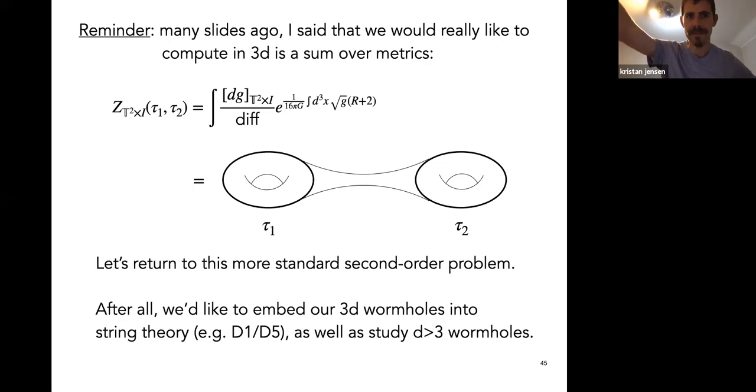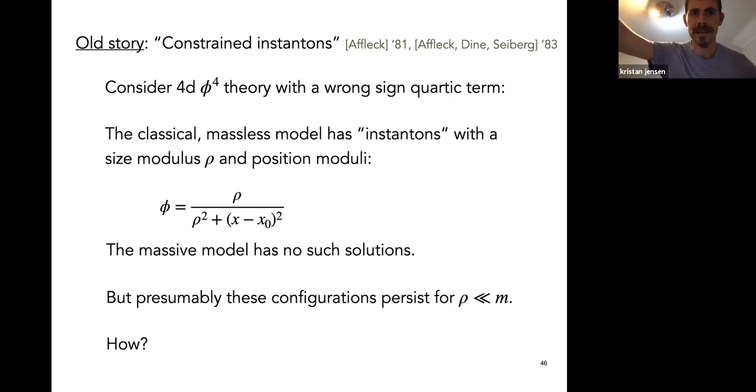After all, something we would like to do is to embed our wormholes, even our 3D ones, into string theory, for instance, in the context of D1, D5, as well as to study wormholes in more than 3 dimensions, maybe even make contact with AdS5 times S5. The problem, of course, is what I said earlier, that there are no saddle points to expand around of this sort. No instantons to work around.